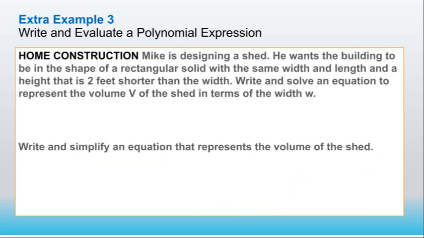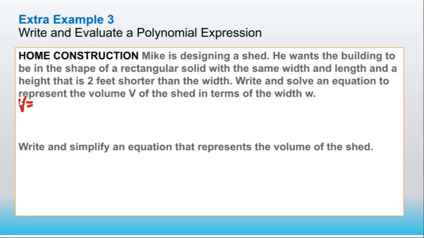Next, Mike is designing a shed. He wants the building to be in the shape of a rectangular solid with the same width and length and a height that is 2 feet shorter than the width. Write and solve an equation to represent the volume V of the shed in terms of the width W.